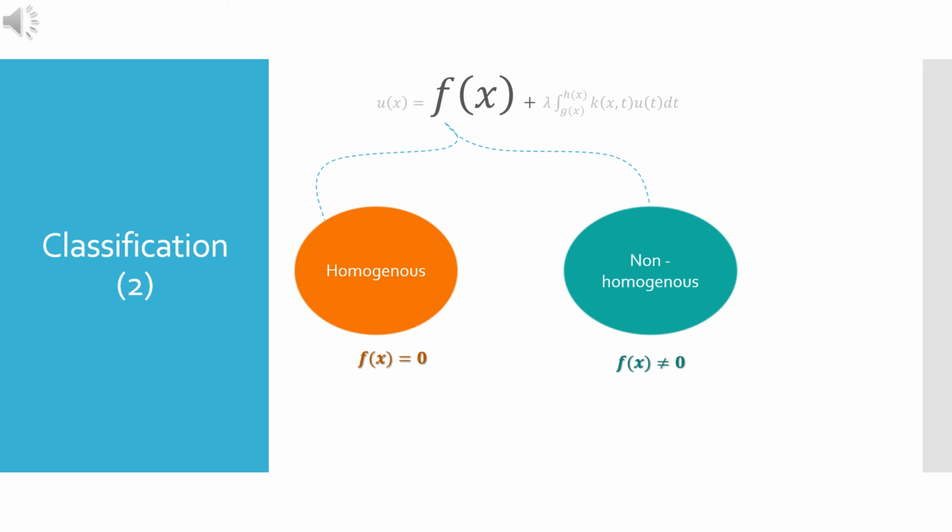Classification number 2. Here we look at f(x) and search for it and then see if it exists, which is not equal to 0. Then we call this integral equation a non-homogeneous integral equation. What if we find f(x) is not there, which is equal to 0? Then we call this integral equation a homogeneous integral equation.